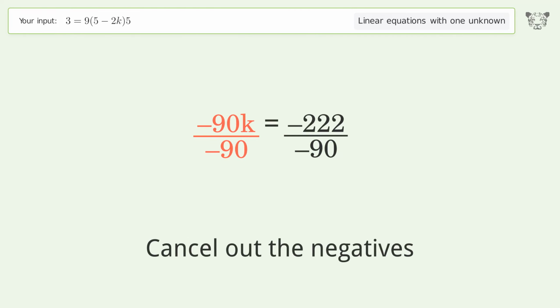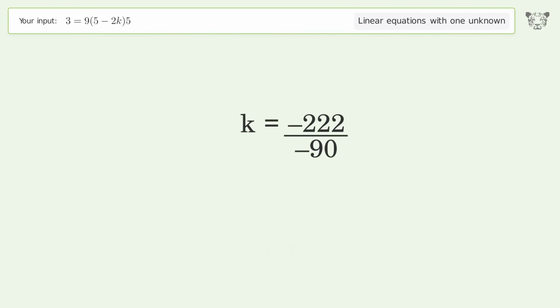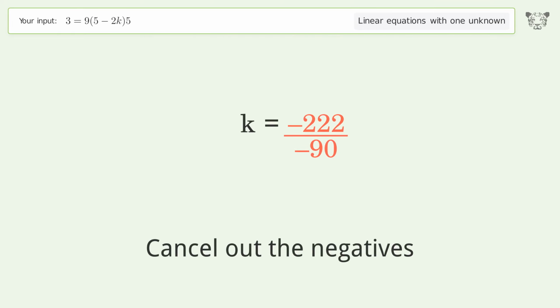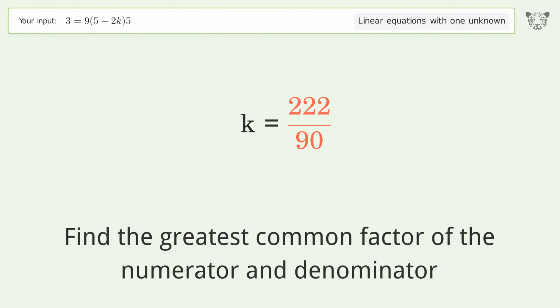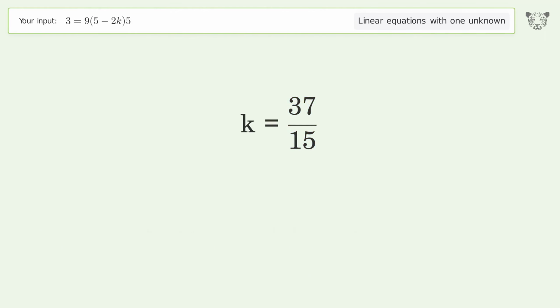Cancel out the negatives. Simplify the fraction. Cancel out the negatives. Find the greatest common factor of the numerator and denominator. Factor out and cancel the greatest common factor. And so the final result is k equals 37/15.